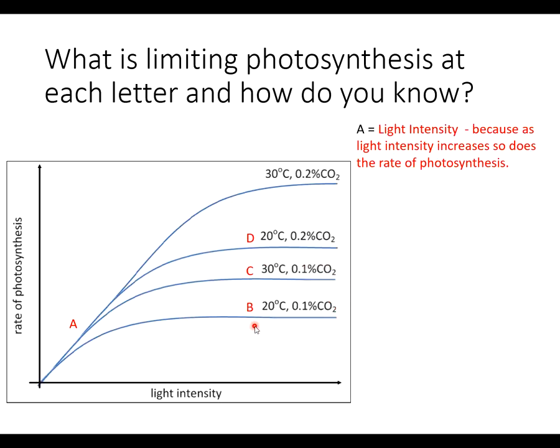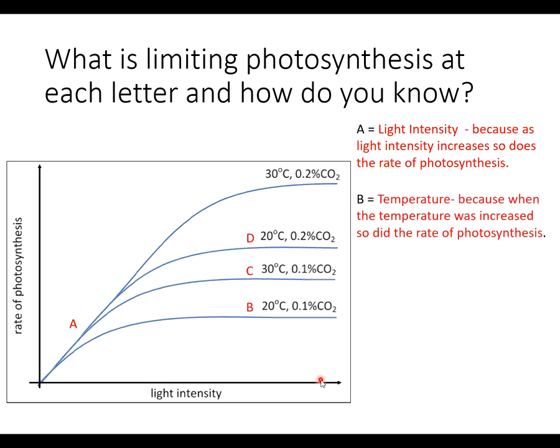So line B is happening at 20 degrees and at 0.4% carbon dioxide. Line C is at 30 degrees, so it's a higher temperature and the same concentration of carbon dioxide. So at B, what's limiting it here is the temperature, because when we increase the temperature, we increase the rate of photosynthesis. At C, we're at a higher temperature, but we're increasing the concentration of carbon dioxide.